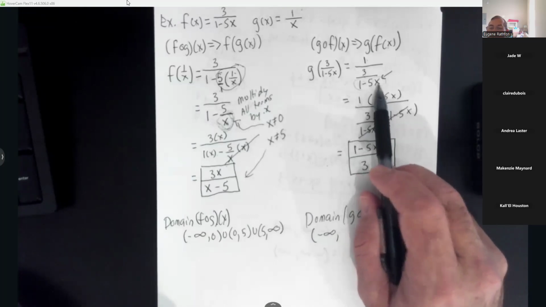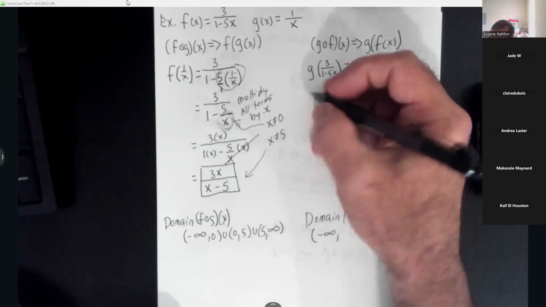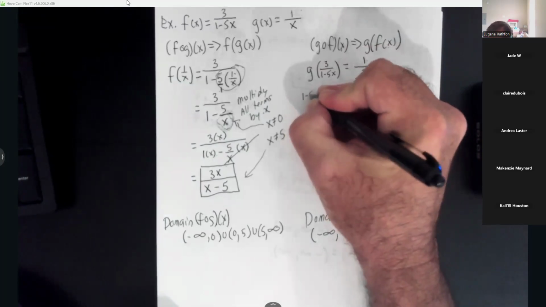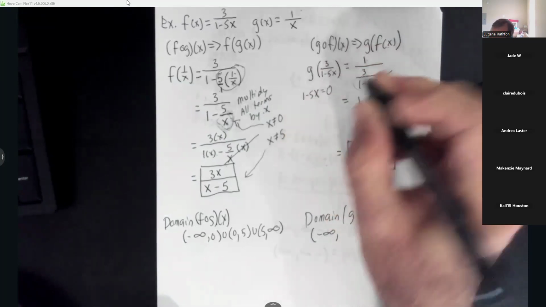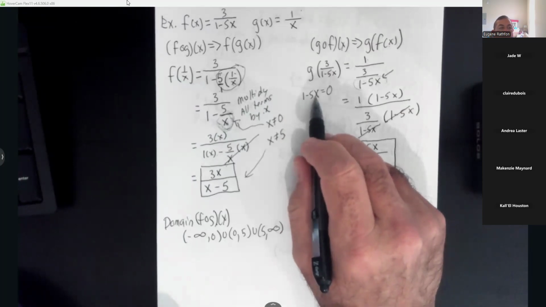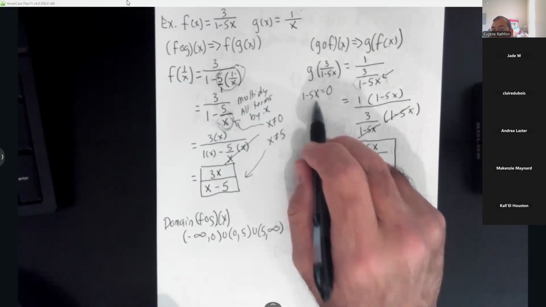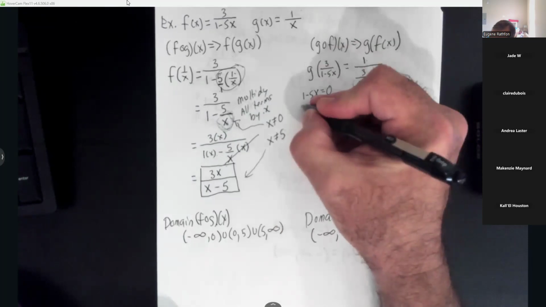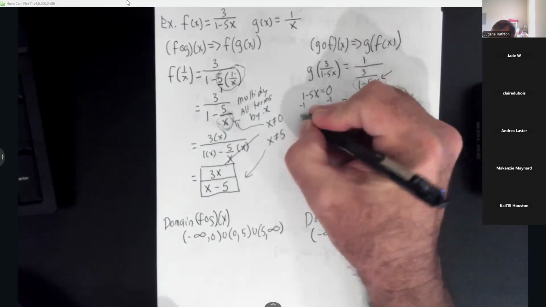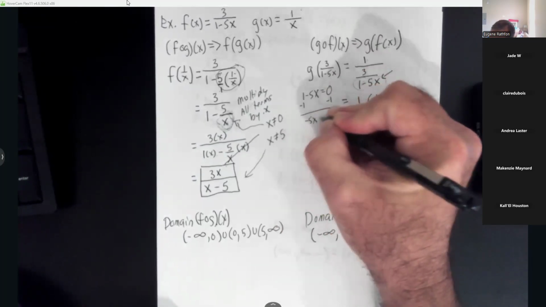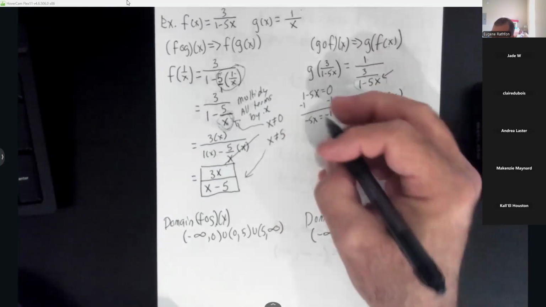That 1 minus 5x cannot equal 0. So what I would do is set 1 minus 5x equal to 0 and solve this for the x. And whatever number we get, we're going to kick out, okay? So let me start by subtracting 1. That gives me negative 5x equals negative 1.